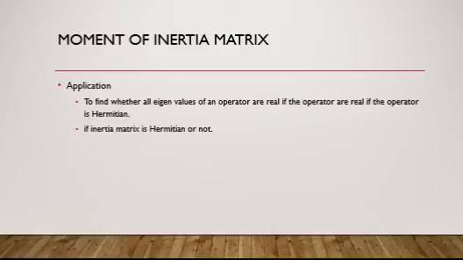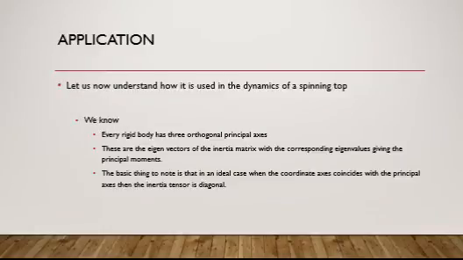Let us first look at the prerequisites. We know that every rigid body has three orthogonal principal axes. These are the eigenvectors of the inertia matrix, with the corresponding eigenvalues giving the principal moments. The basic thing to note is that in an ideal case, when the coordinate axis coincides with the principal axis, the inertia tensor is diagonal. So now let us look at an application.